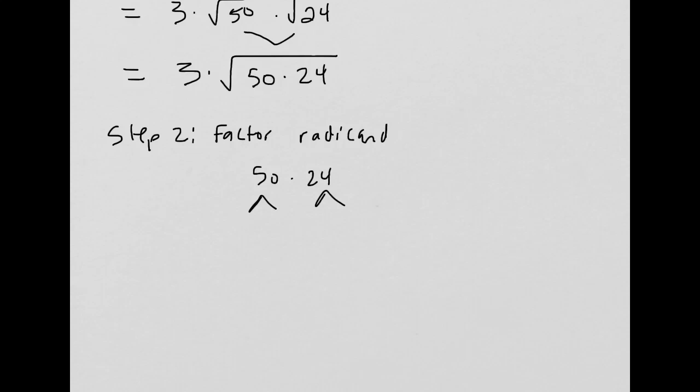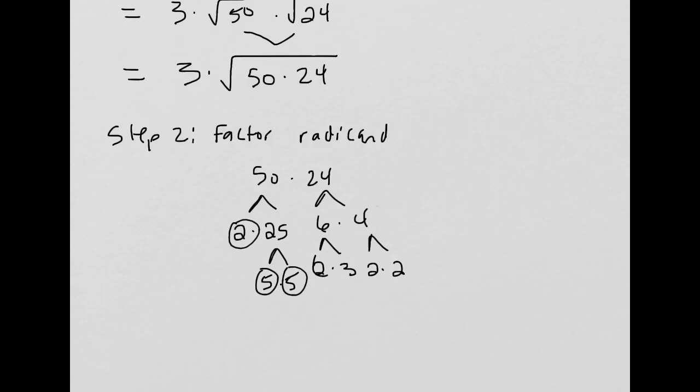So one way to factor 50 is 2 times 25. Can't factor 2 anymore. 25 we can factor into 5 times 5, and then I can't factor those anymore. 24, one way to factor that is 6 times 4. I can factor 6 into 2 times 3, and 4 into 2 times 2. And then that's as far as I can go with those factors.